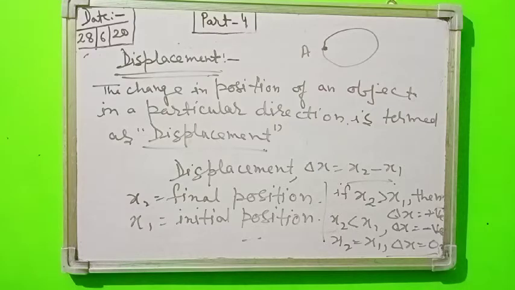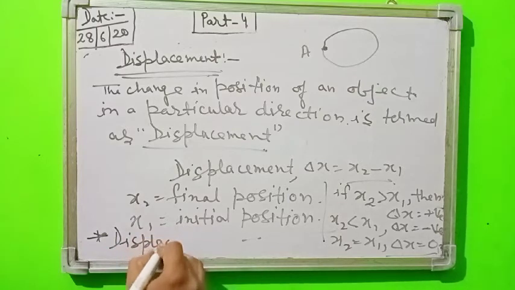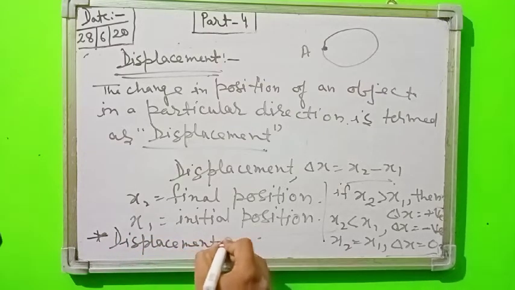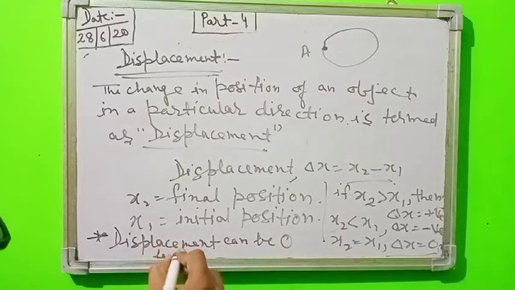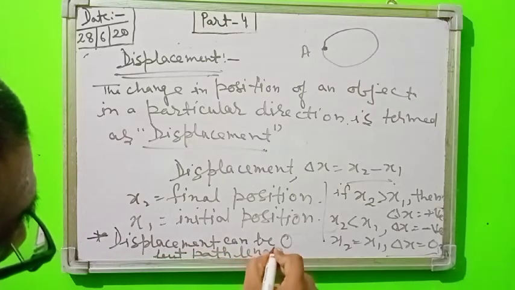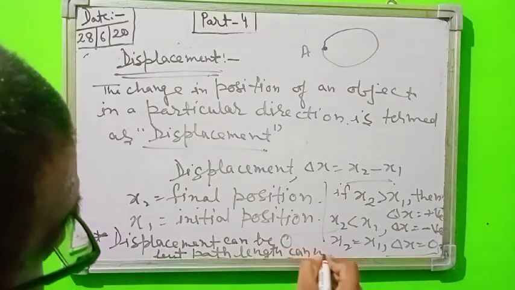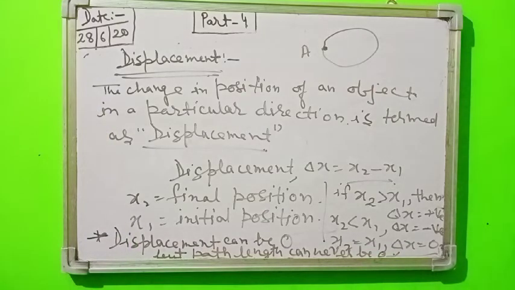Displacement can be 0, but path length can never be 0. These are the points of differences. Now, regarding displacement, we are going to solve a question.